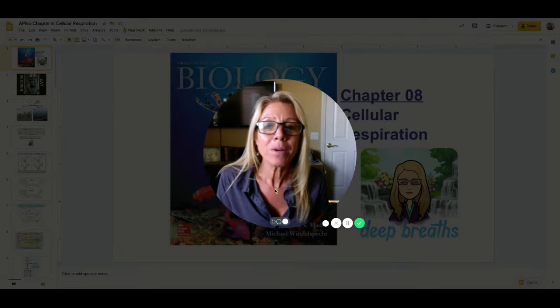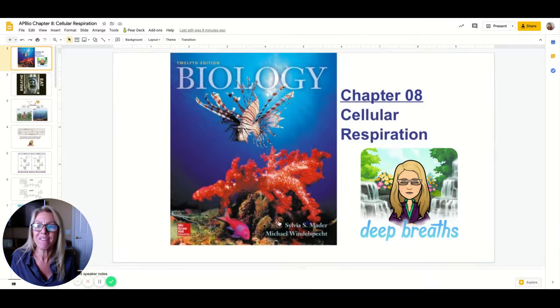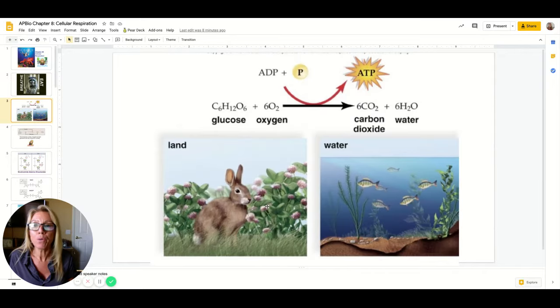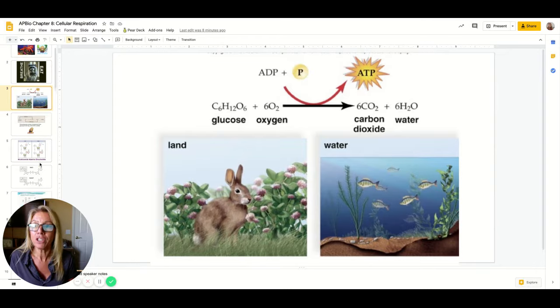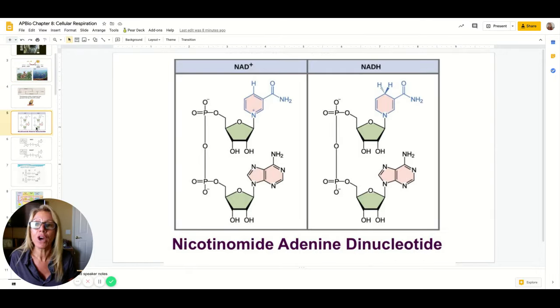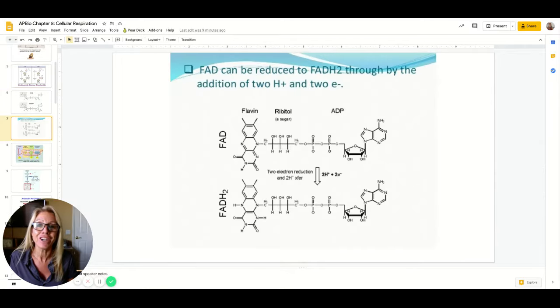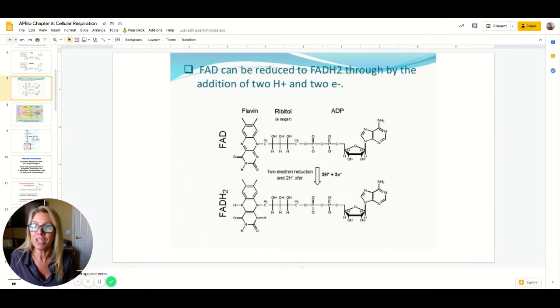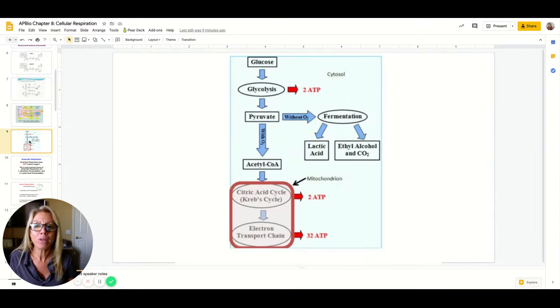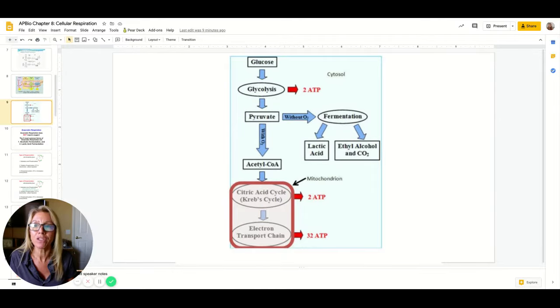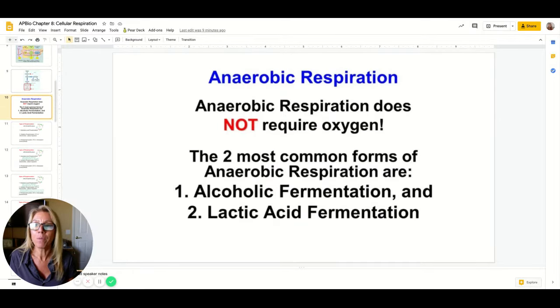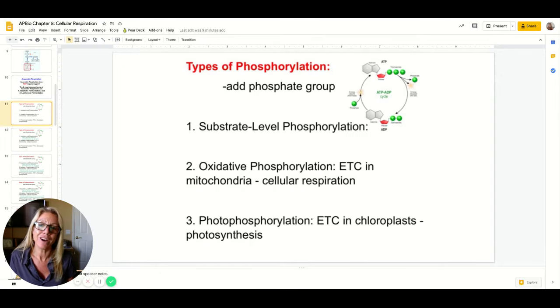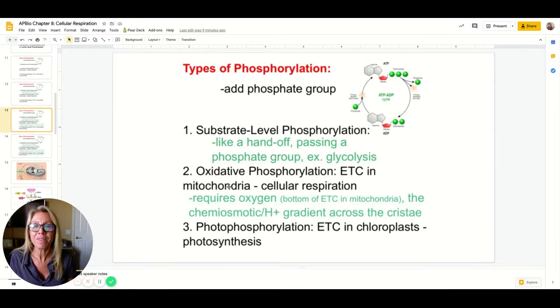All right, so I want to remind you of what we already discussed in video 1. We already went over the overview of cellular respiration. We talked about the different coenzymes that we are using here in cellular respiration. We also went into some detail about anaerobic versus aerobic respiration, and we focused on fermentation. And we talked about the three different ways of phosphorylation, of which the first two occur during cellular respiration.